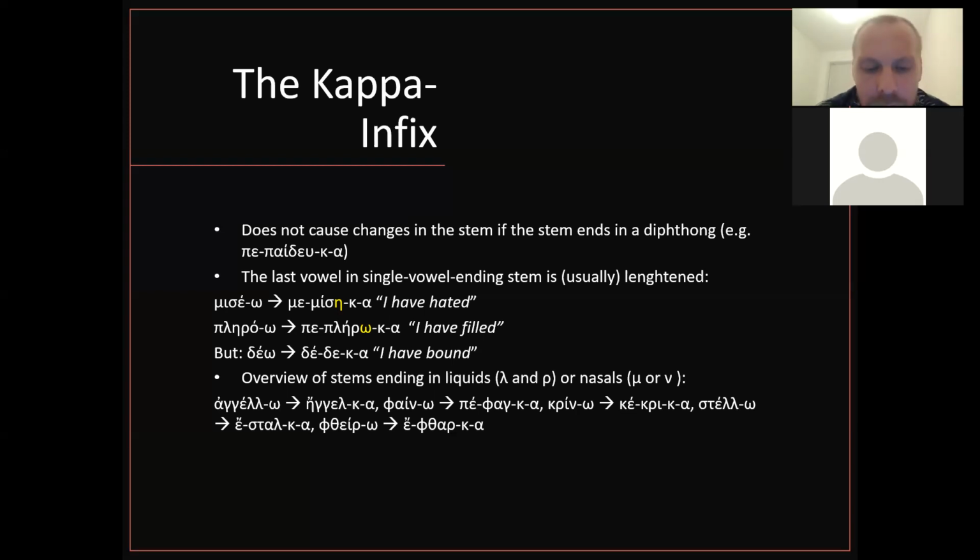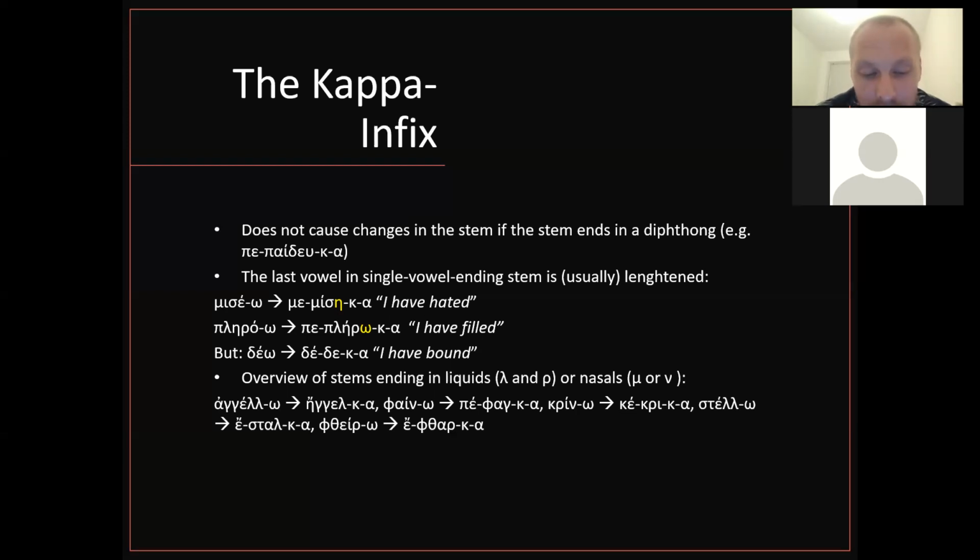And also if the root of the verb ends in a liquid, a lambda or a rho, or a nasal, a mu or a nu, the ending of the stem is usually not altered as a result of the addition of the kappa infix. Except if the stem ending consonant is a nu, in which case the nu usually changes to a gamma, which is then pronounced like an n sound in front of the kappa infix. Or sometimes the nu may also just disappear.